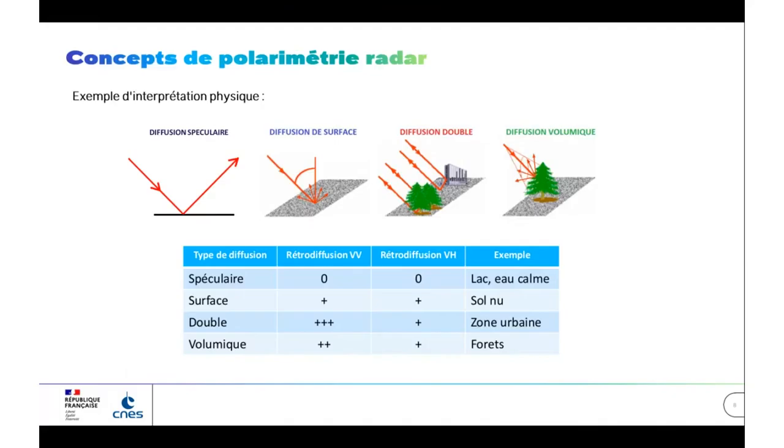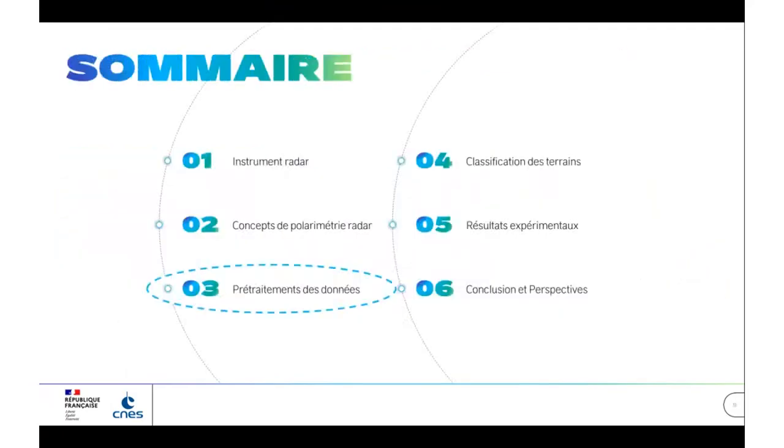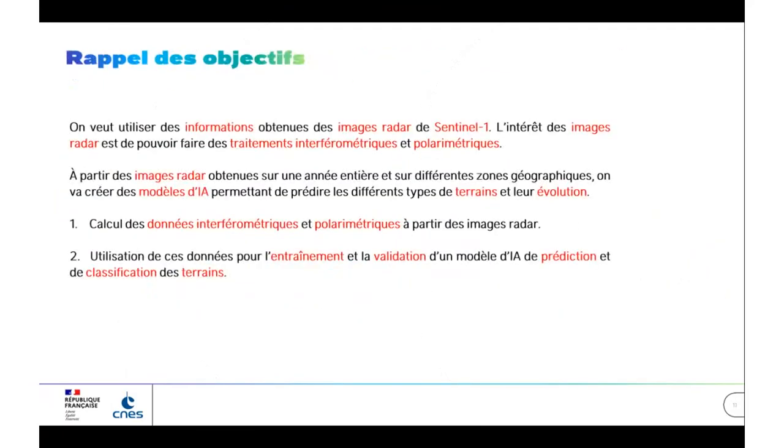Depending on exactly what type of diffusion we're expecting, the VV (vertical) and VH (vertical-horizontal) backscattering coefficients are going to be different. So this leads us to believe that this information might be valuable for classifying these different types of surfaces. Here's an illustration of what we see in such VV-VH images, next to Google Earth. You can see the water is very dark, and urban areas pop out a lot more. But that'll be for the algorithm to figure out.